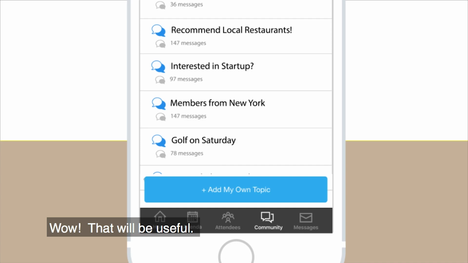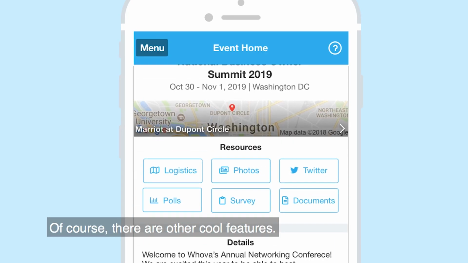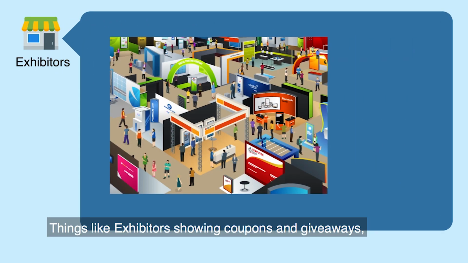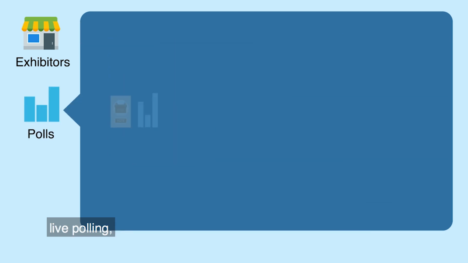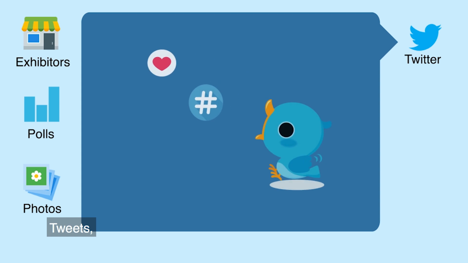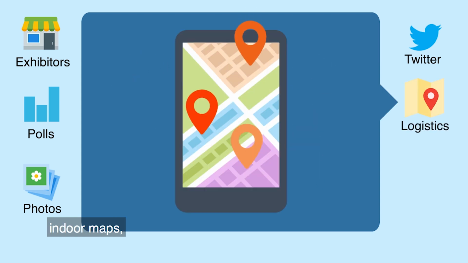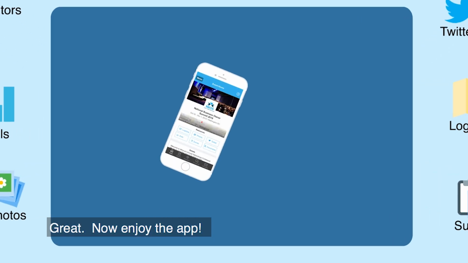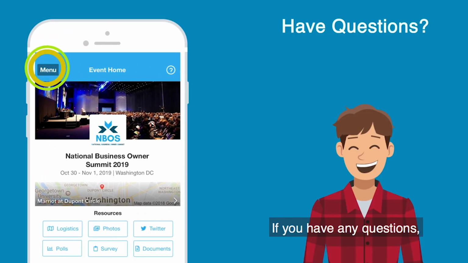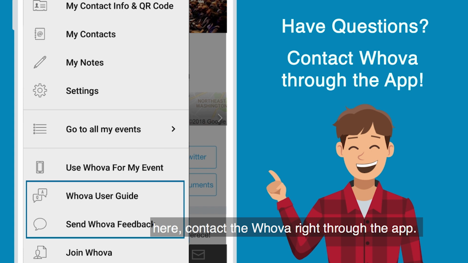Wow, that'll be useful. Of course, there are other cool features. Things like exhibitors showing coupons and giveaways, live polling, photo sharing, tweets, indoor maps, and surveys. Looks like I'm all set. Great, now enjoy the app. If you have any questions, here, contact Whova right through the app.